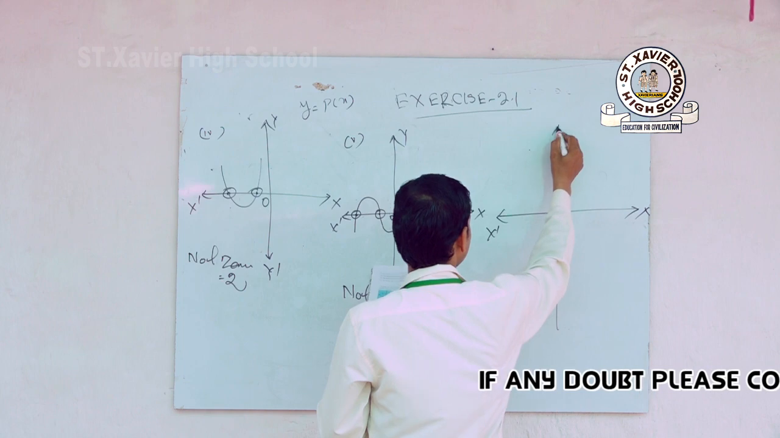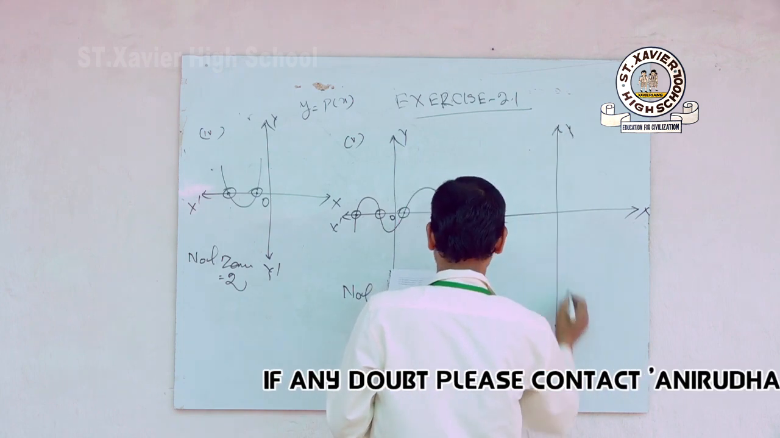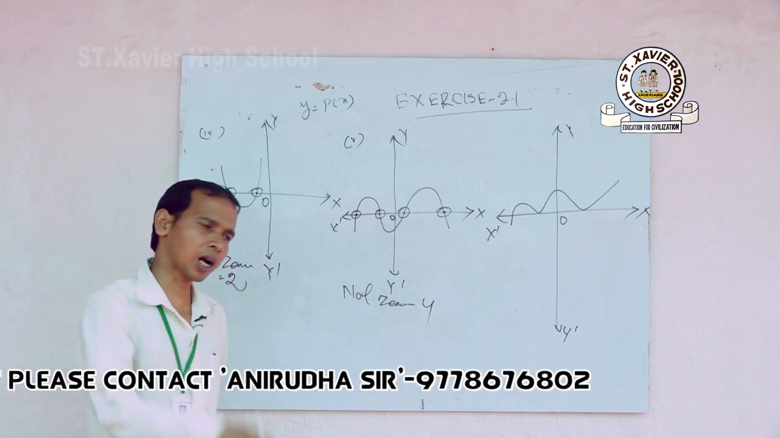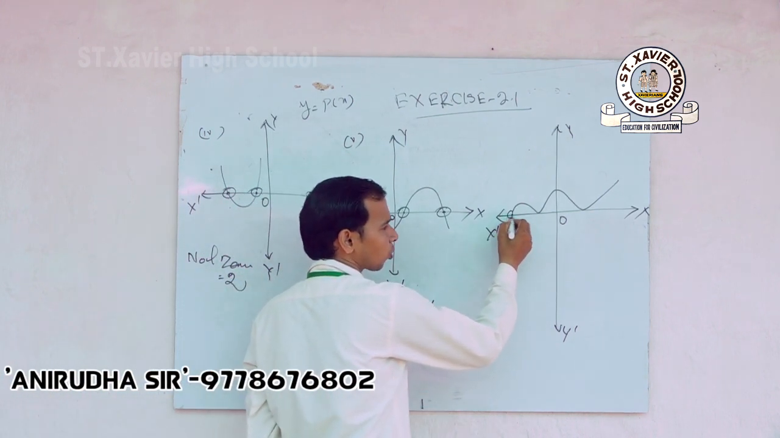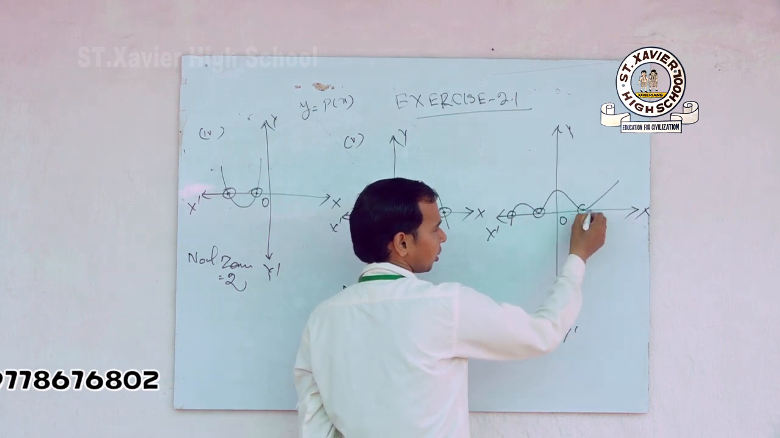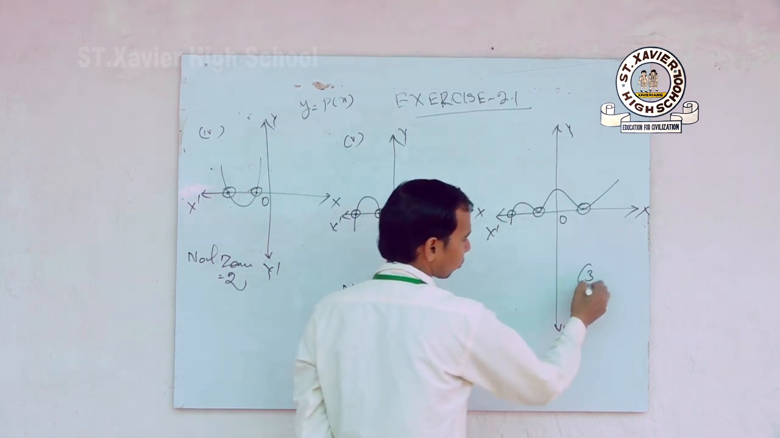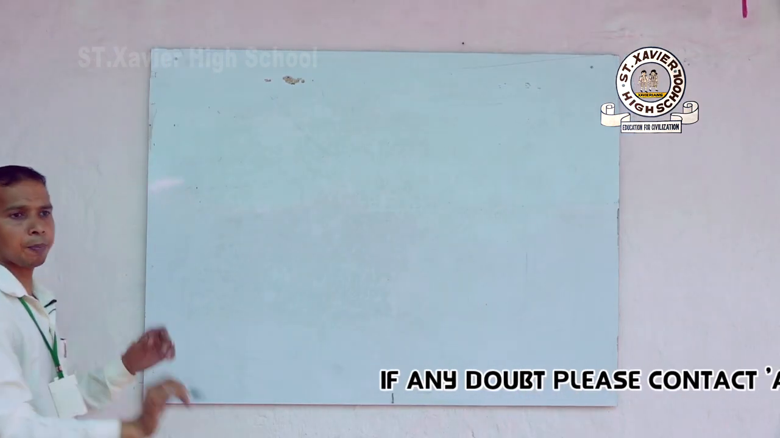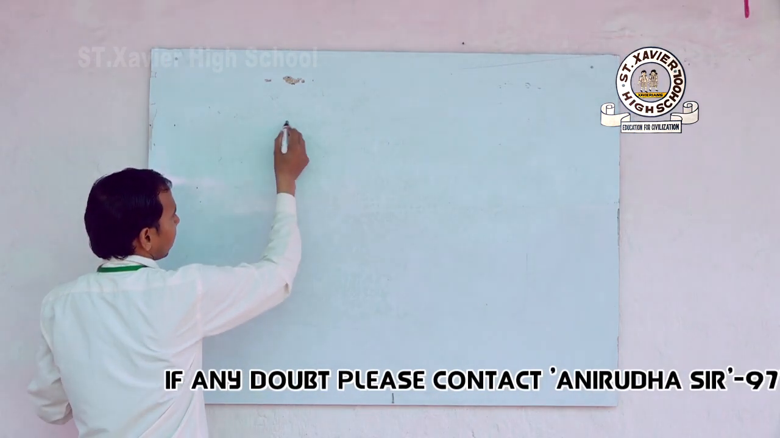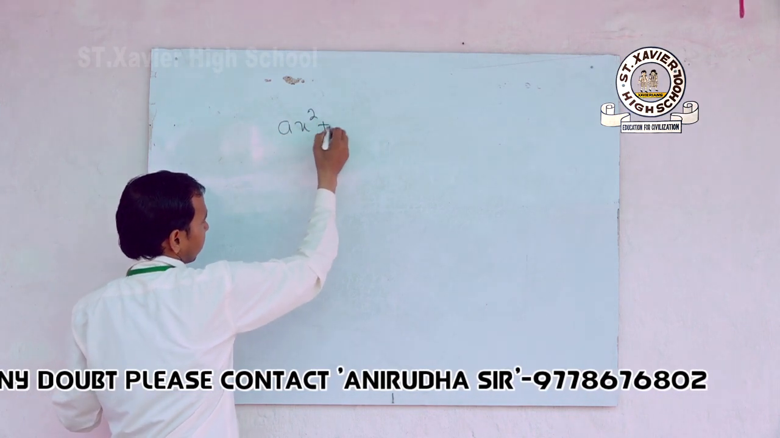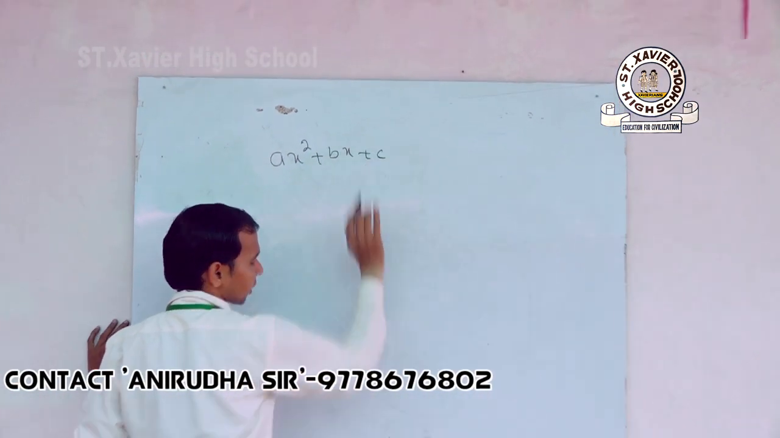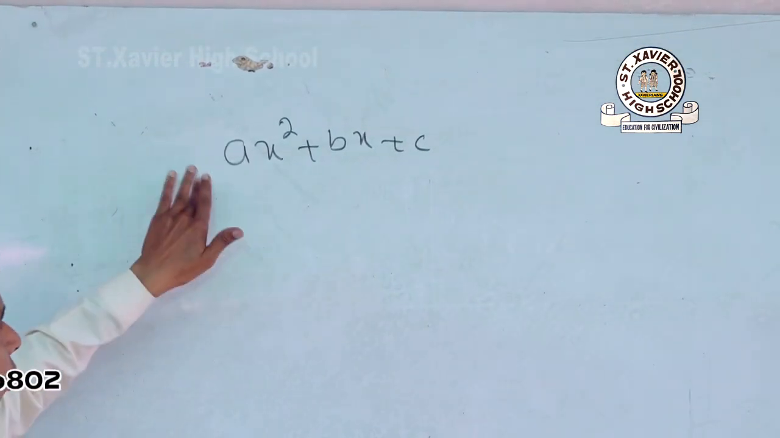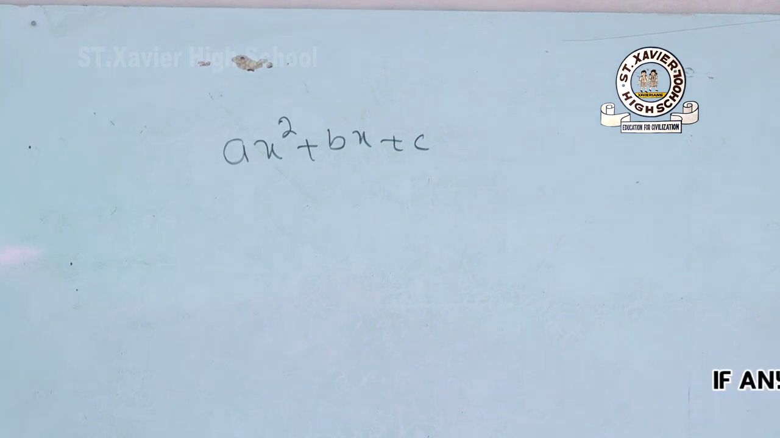X dash, y dash, this type. Same process, you count the intersecting points: this one, this one, this one. So the number of zeros here is 3. If in doubt, then the standard form of a quadratic polynomial, ax square plus bx plus c, is the standard form of a quadratic polynomial where a is not equal to 0.